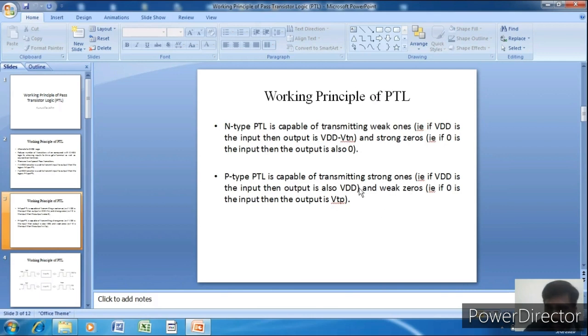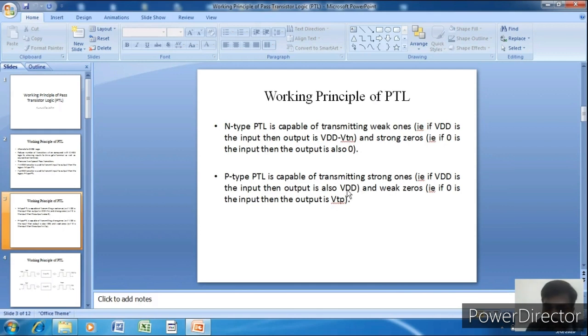Now we can see our second type of pass transistor logic, that is P-type pass transistor logic. In the case of P-type pass transistor logic, if we are trying to transmit a logic 1 value or a VDD to the output through a PMOS transistor, we will get VDD itself at the output. So P-type pass transistor logic is capable of transmitting strong 1.